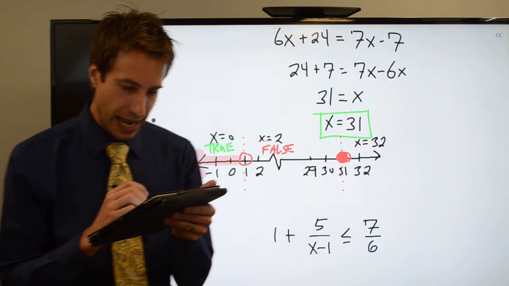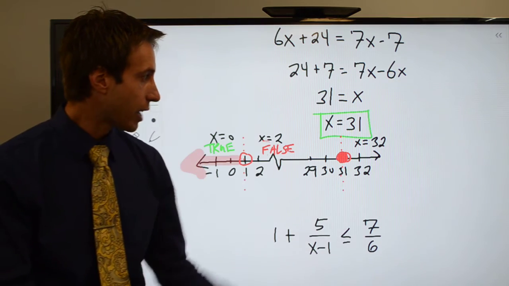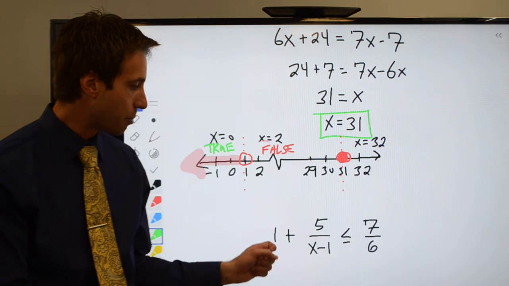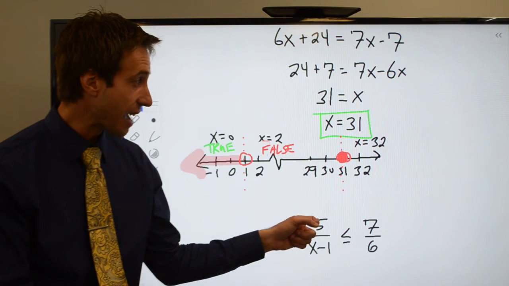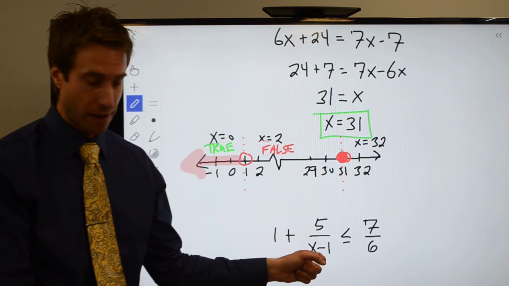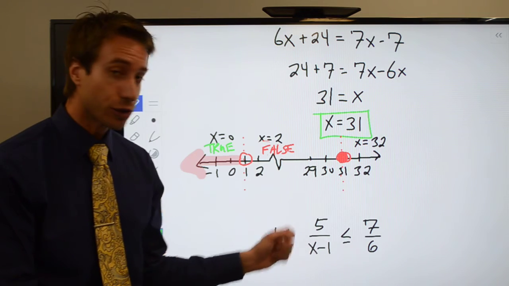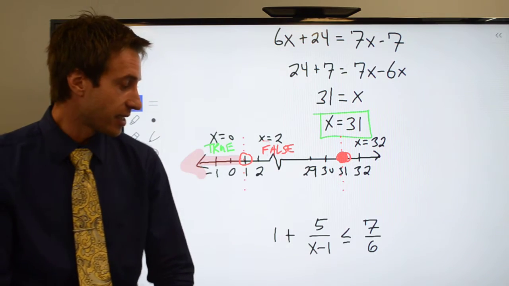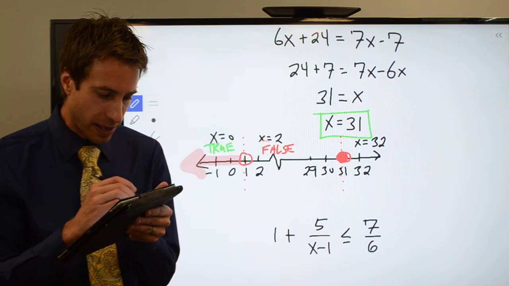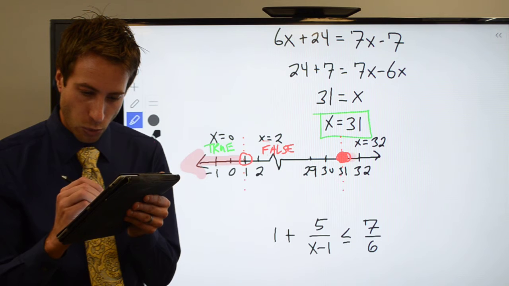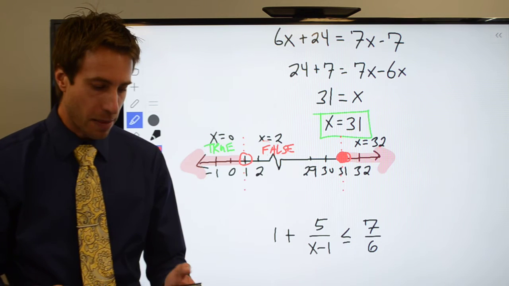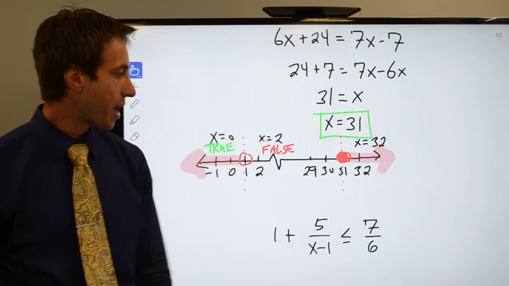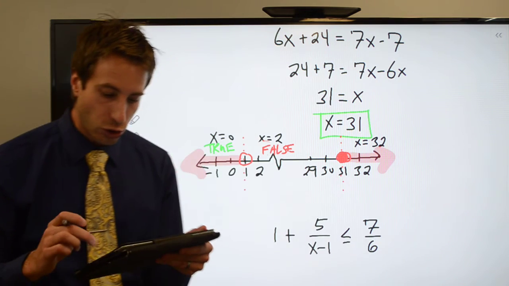And then we go ahead and check the next one. I plug a 32 in right there. What you're going to wind up with is 1 plus 5/31, which will turn out to be a number that is less than 7/6. So everybody in this direction works as well. But remember, because my inequality is less than or equal to, that 31 is included.